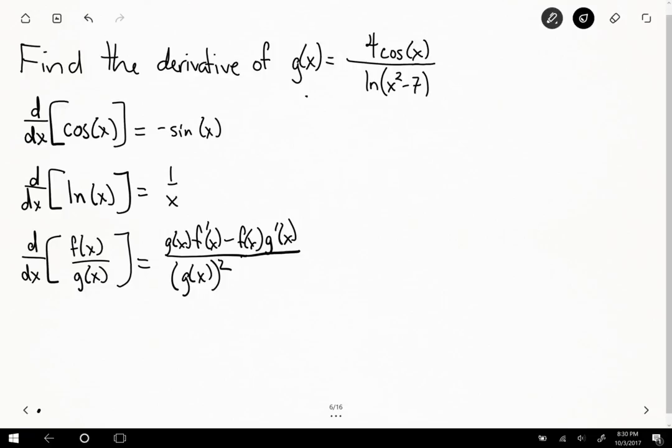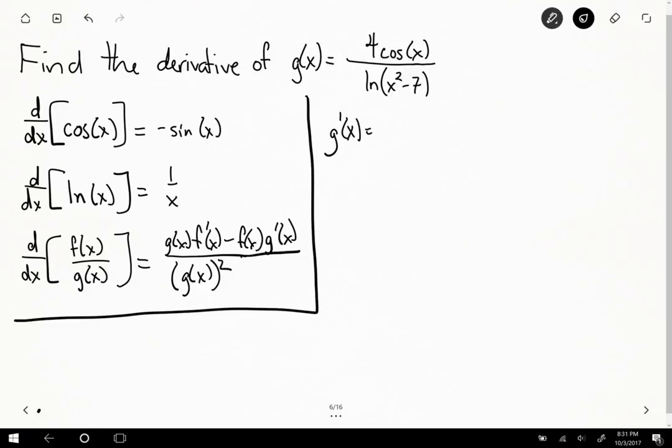So kind of moving forward from here, these are our main components. Where do we go from here? Well, we get g prime of x equals, well, the first thing to do is just square the denominator. So I'll put that in brackets just to kind of make life easy. Natural log of x squared minus 7, that whole quantity squared.